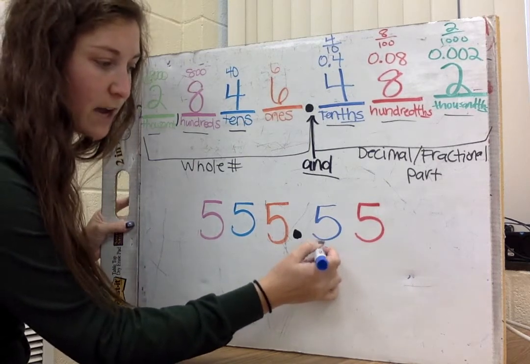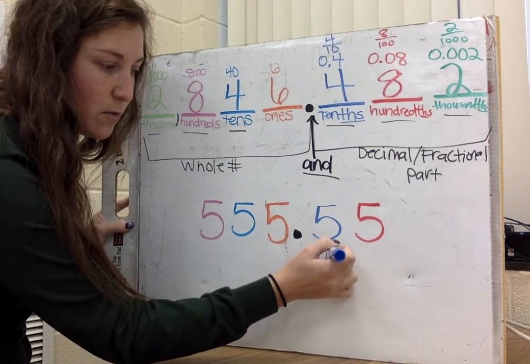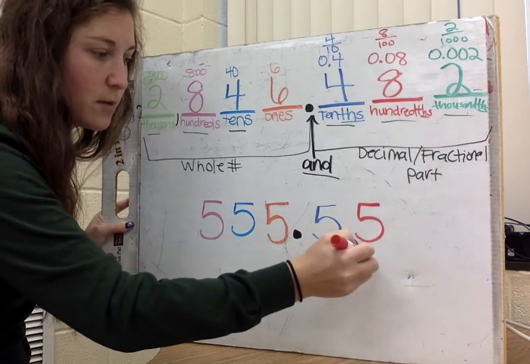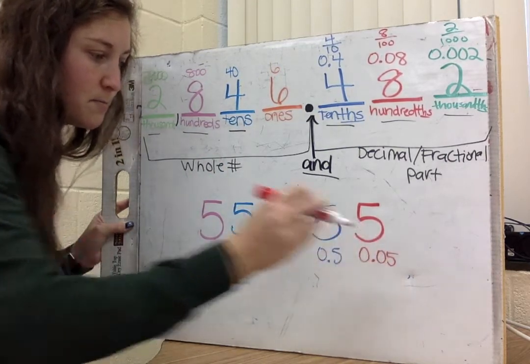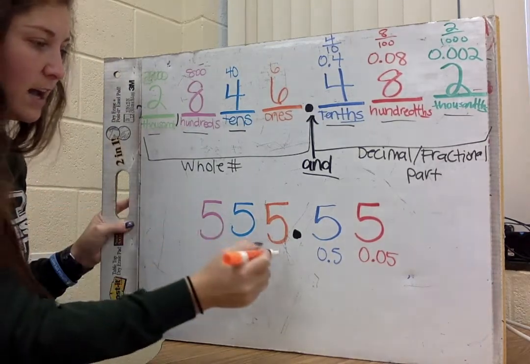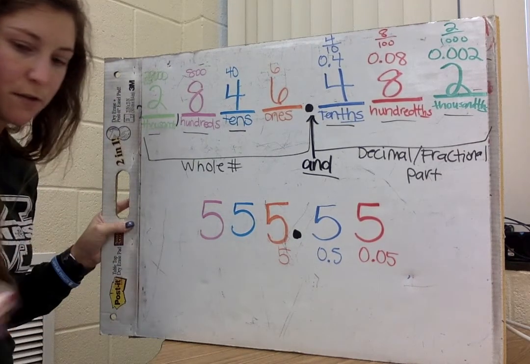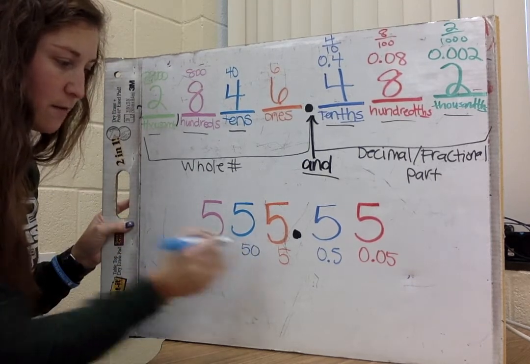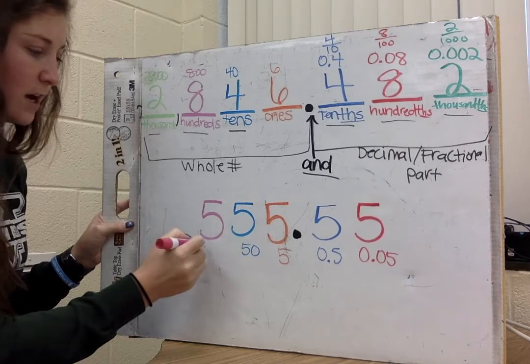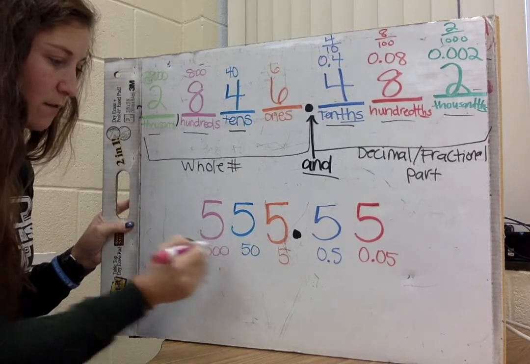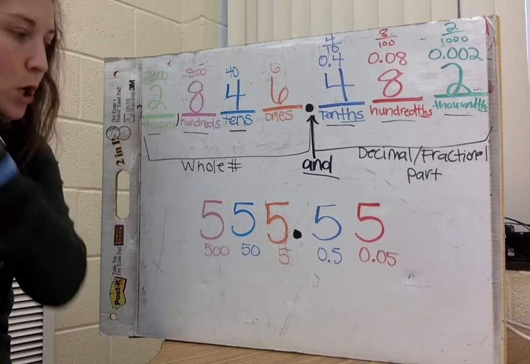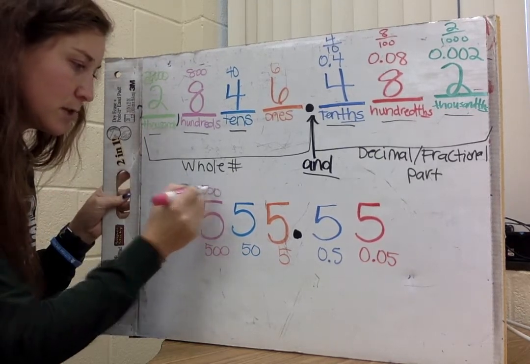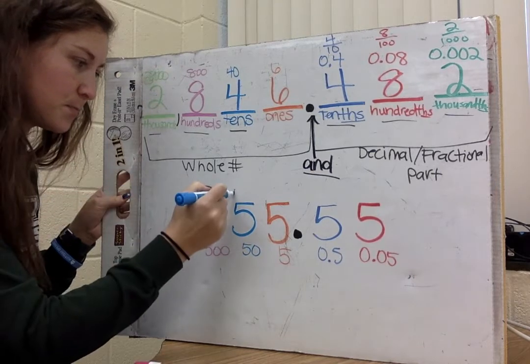So I know that the 5 in the tenths is going to be worth 5/10. I know the 5 in the hundredths is going to be worth 5 hundredths. I know the 5 in the ones is just worth 5. The 5 in the tens is going to be worth 50. And the 5 in the hundreds is going to be worth 500. So what's important for you guys to know here, and I'm going to write the values on both because we're going to use them in both places.